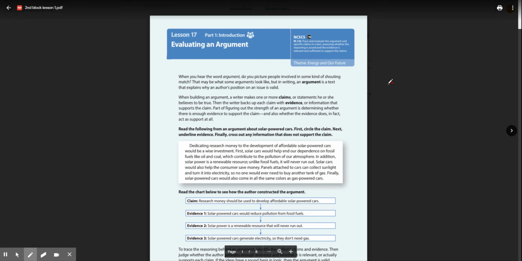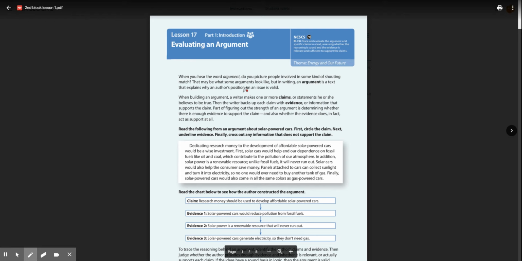All right. It says, when you hear the word argument, do you picture people involved in some kind of shouting match? That may be what some arguments look like, but in writing, an argument is a text that explains why an author's position on an issue is valid. Okay, so it's not like when you're arguing with your friends and yelling at each other. In writing, it's an explanation that proves you right.